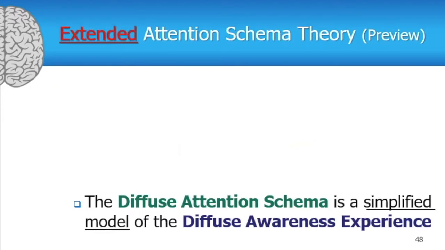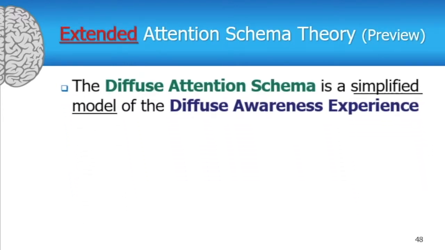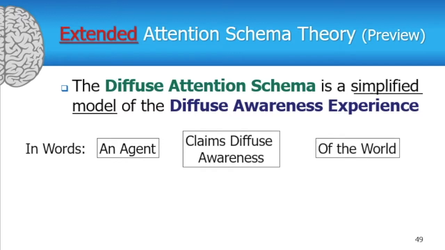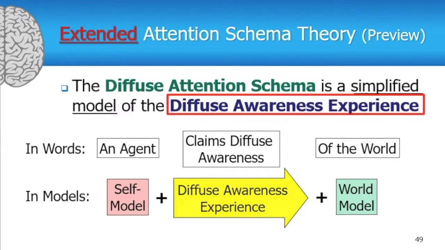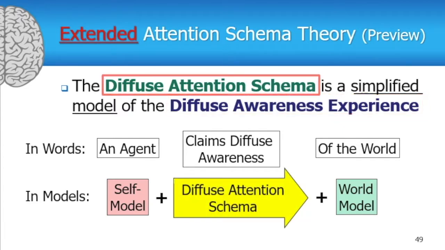So let's apply this extended attention schema theory to an agent. If an agent claims diffuse awareness of the world in words, then the self-model of the agent has the diffuse awareness experience of the world model. Extended attention schema theory says you would replace the diffuse awareness experience with the diffuse attention schema. So the model of diffuse attention awareness is the self-model plus the diffuse attention schema plus the world model.